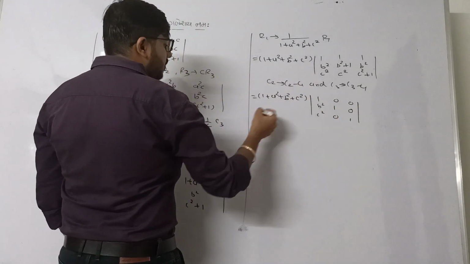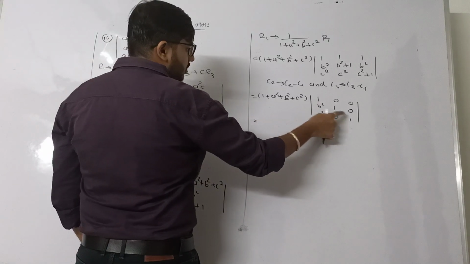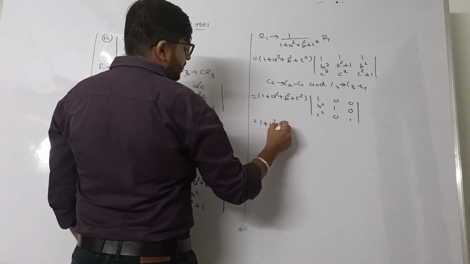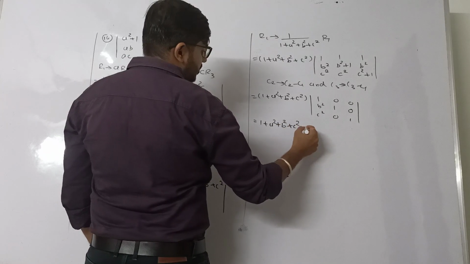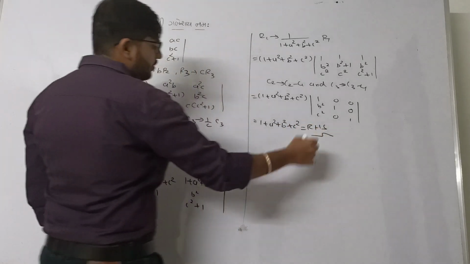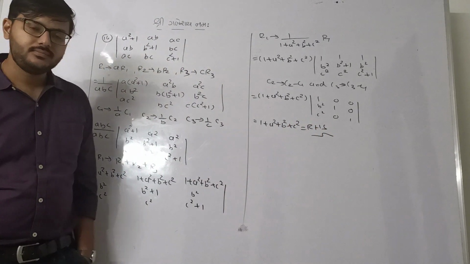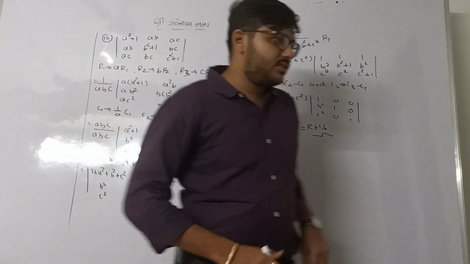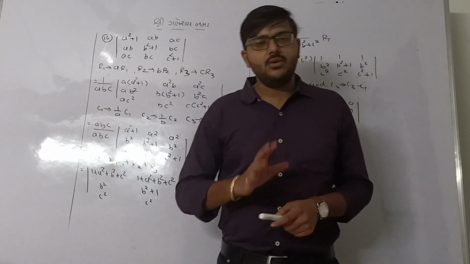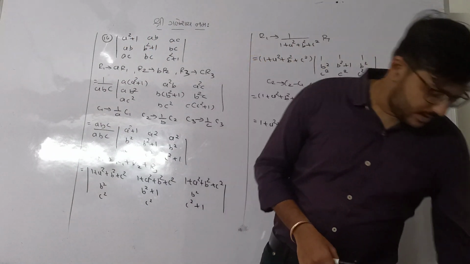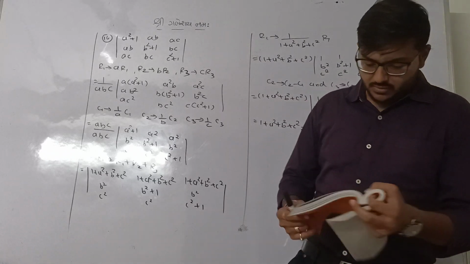So again it's a lower triangular determinant with answer 1 dot 1 dot 1. So we have 1 plus a square plus b square plus c square equals to RHS. Okay. So it's better to follow the pattern always to solve the determinant. Okay. Now there are two MCQs we have.